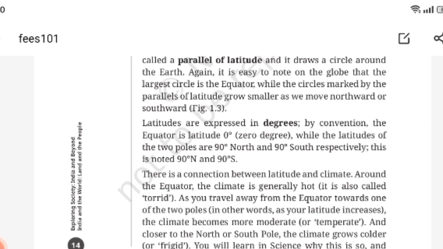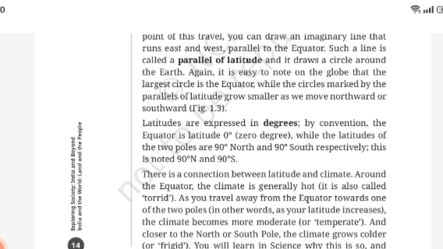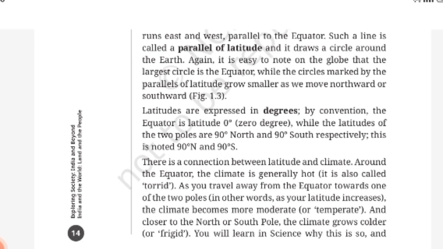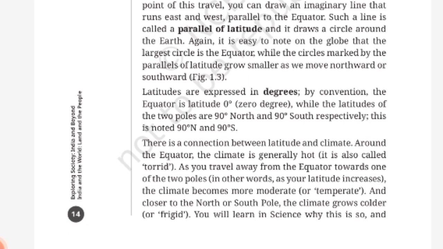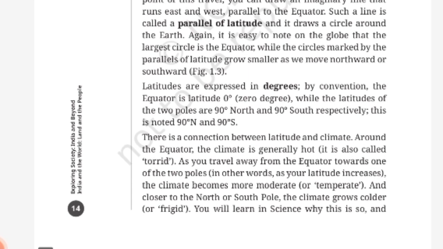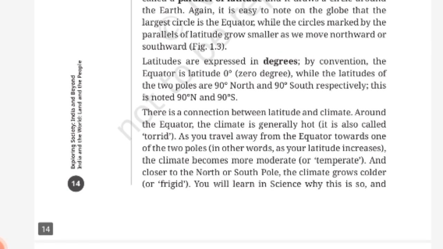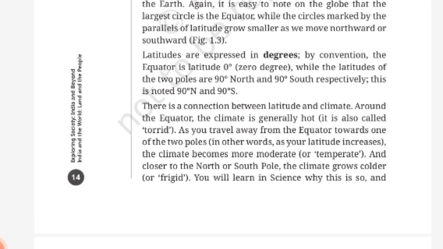Again, it is easy to note on the globe that the largest circle is the equator, while the circles marked by the parallels of latitude grow smaller as we move northward or southward. Latitudes are expressed in degrees by convention. The equator is latitude 0°, while the latitudes of the two poles are 90° north and 90° south respectively. This is noted 90° N and 90° S.